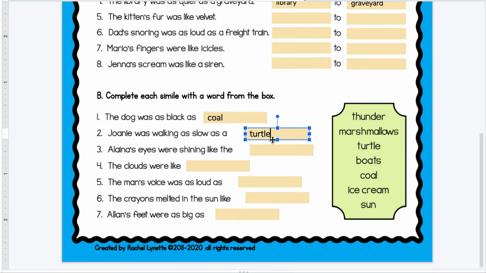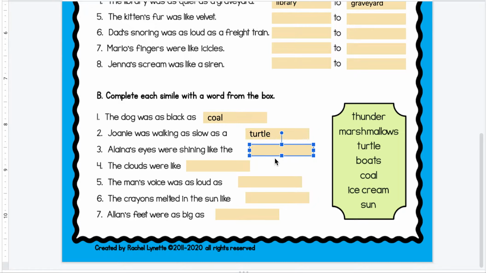Are Joni and the turtle two unlike things? Yes. Do they both have walking slow in common? Yes, that correctly answers this question. Elena's eyes were shining like the, okay, so we're comparing, not Elena, we're comparing her eyes, right? We see that possessive noun here.